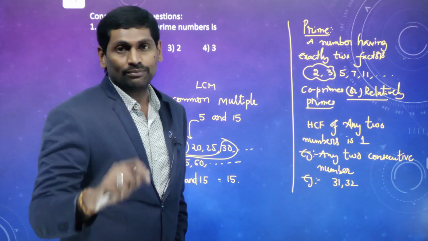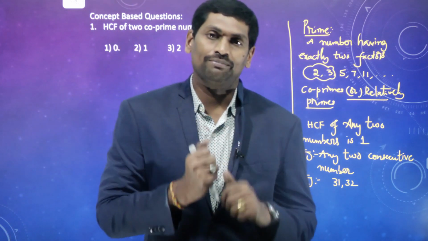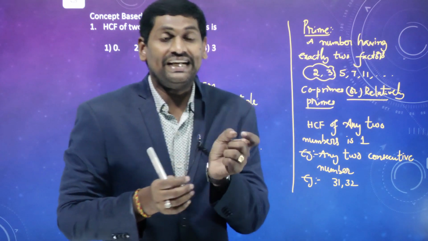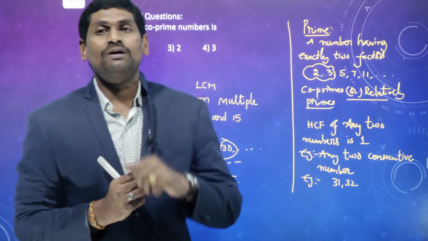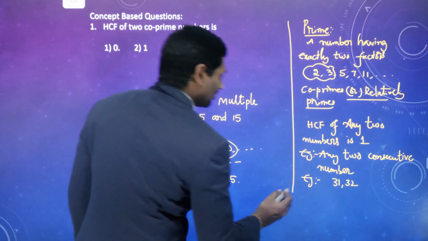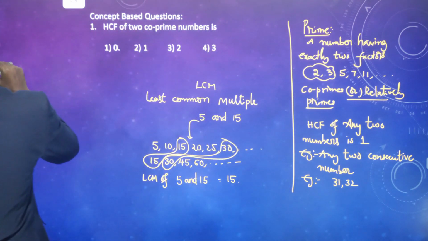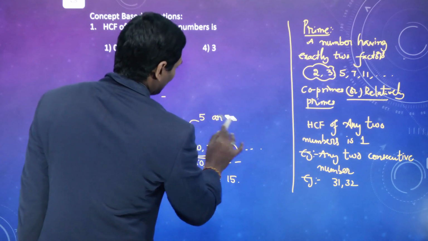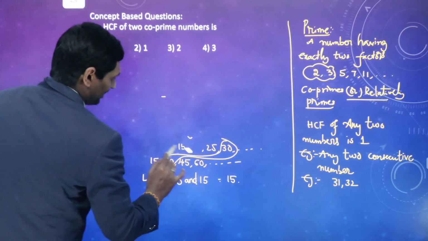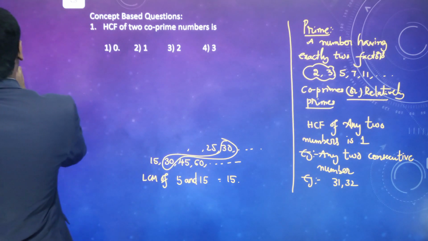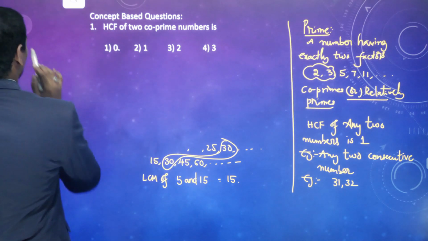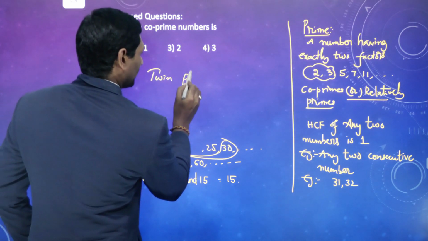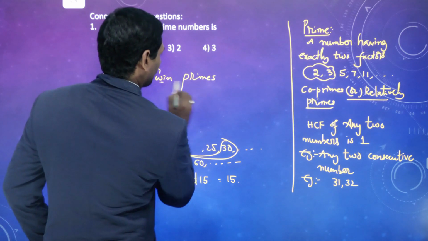And also one more set of primes is there, nothing but twin primes. Twin primes are nothing but you have to take only prime numbers and their difference is 2. Such types of numbers are called twin primes. What is called twin primes? You should take only prime numbers, and the difference between the prime numbers is 2.